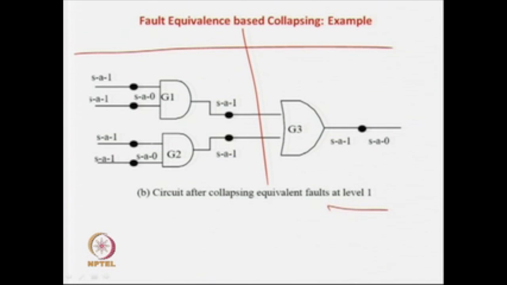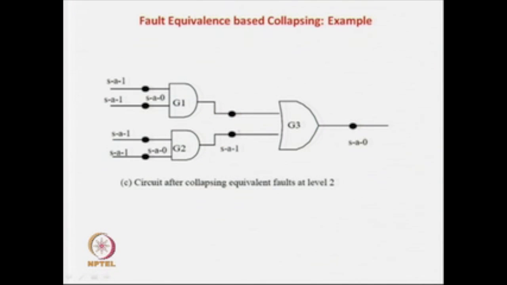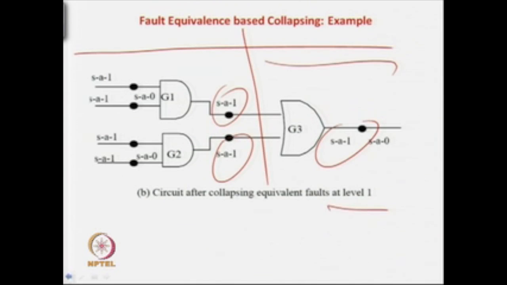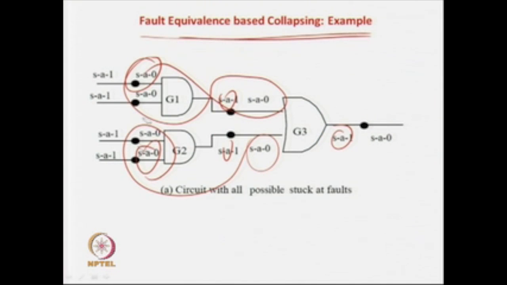As you can see over here, now we are going to level 2. You can see that in this OR gate, these 3 stuck-at 1 faults are equivalent, as we already discussed, so any one of them you can keep. Let us see what they have done. We have kept only 1 stuck-at fault. Now, initially, if you look at it, we had so many faults.